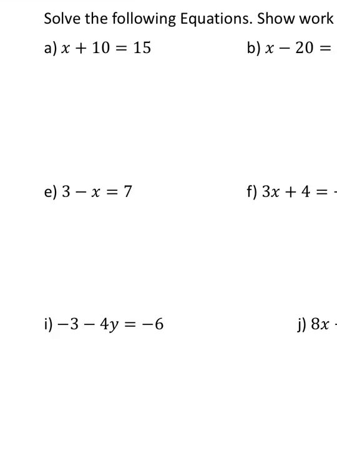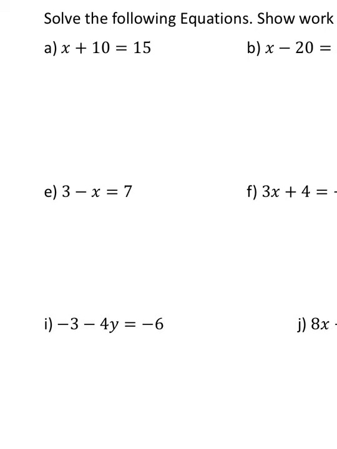Okay, so let's try to do one of maybe each example that we've seen. So in A, I have x plus 10 equals 15, and I want to get x by itself. Just by looking at this, you're probably thinking, what plus 10 is 15? I know that x has to be 5, because 5 plus 10 is 15. But let's try to actually solve it mathematically.